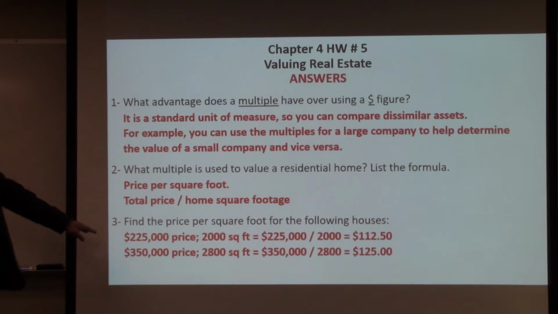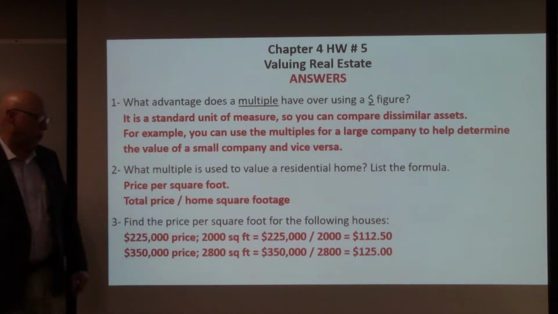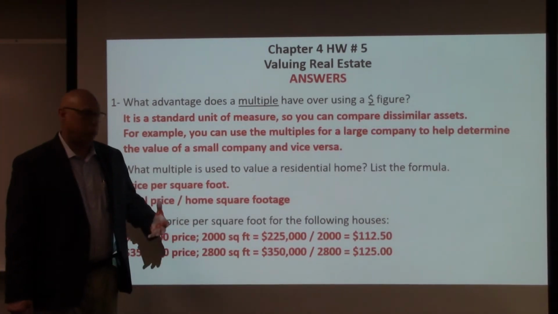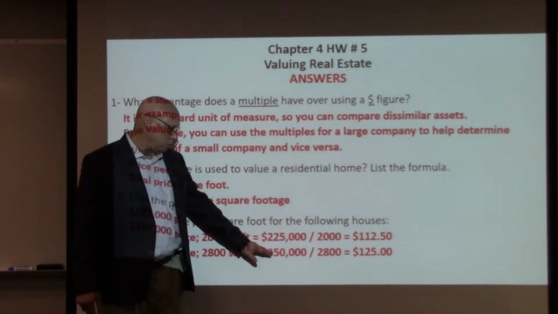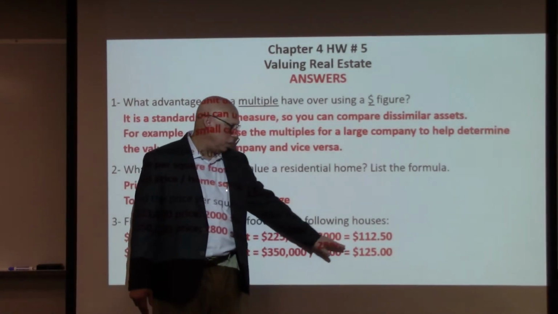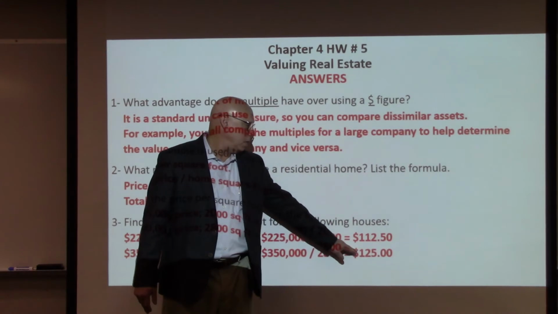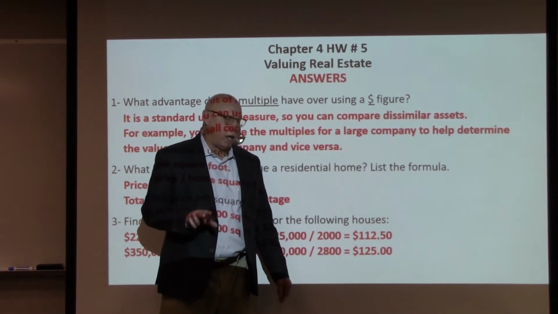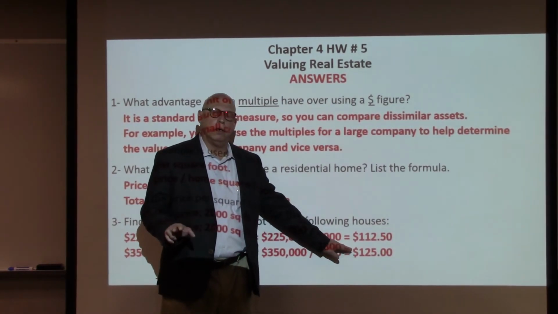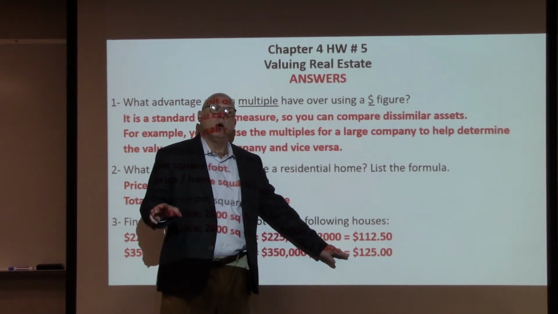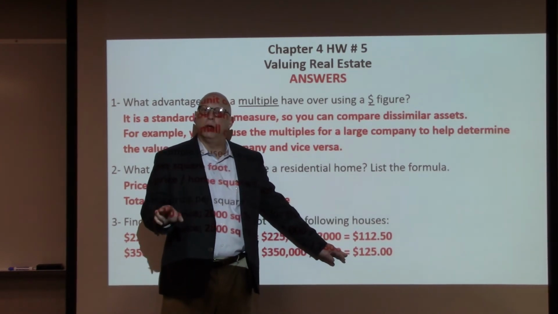A $350,000 home with 2,800 square feet. How much are we paying per foot? $350,000 price divided by 2,800 is $125 per foot. What we are talking about here is the price per foot. We're not talking about what is on each foot of property.